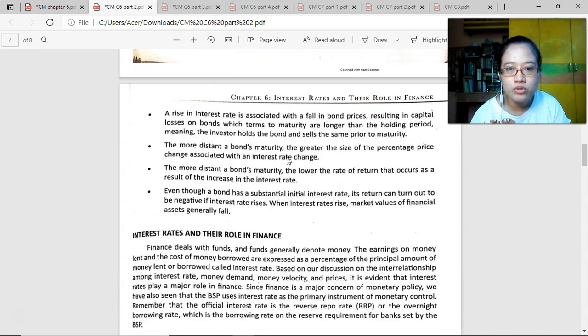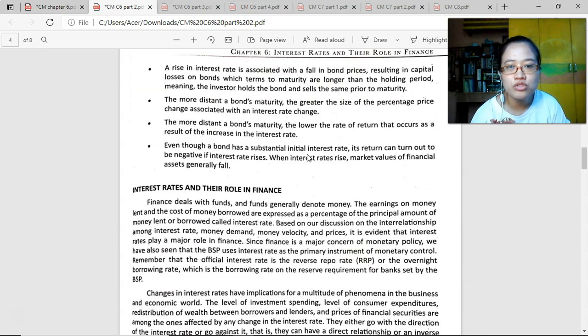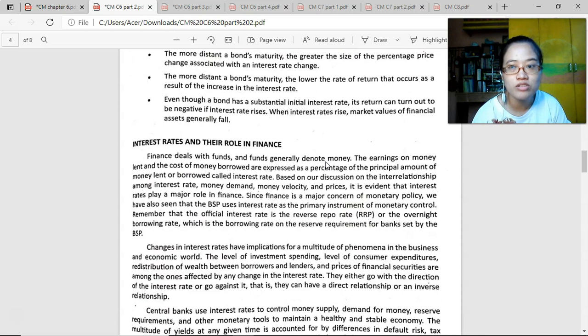The more distant a bond's maturity, the greater the size of the percentage price change associated with an interest rate change. So, mas matagal yung maturity, di ba, longer period. Siyempre, there are a lot of changes that could happen in the market. So, ayan, greater yung size ng percentage change in price. The more distant a bond's maturity, the lower the rate of return that occurs as a result of the increase in the interest rate. Okay, mas mababa yung rate of return. Kasi yung, di ba, yung interest rate affected by inflation. Di ba? Even though a bond has a substantial initial interest rate, its return can turn out to be negative if interest rate rises. When interest rates rise, the market value of financial assets generally fall. Okay, so you don't want the interest rates to go very high.